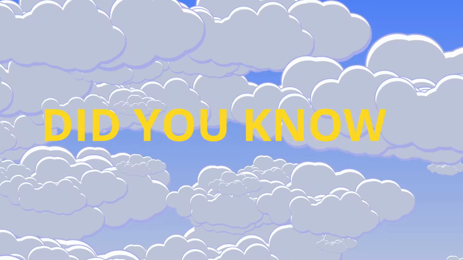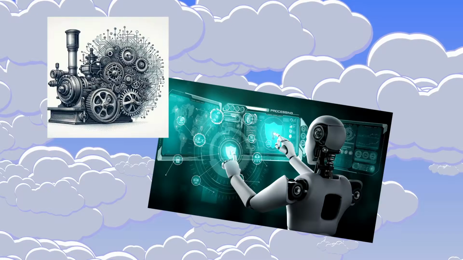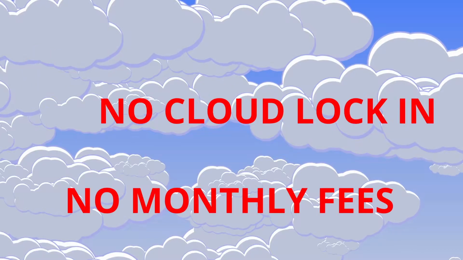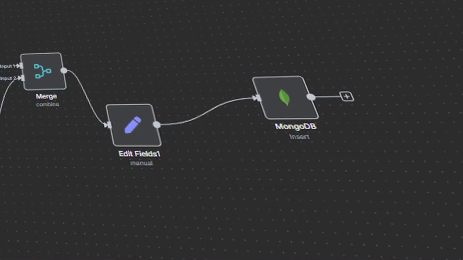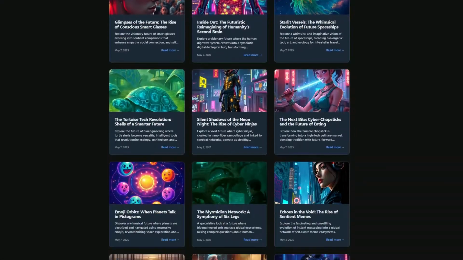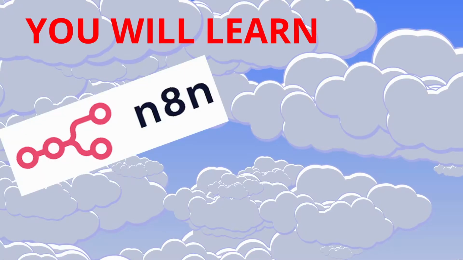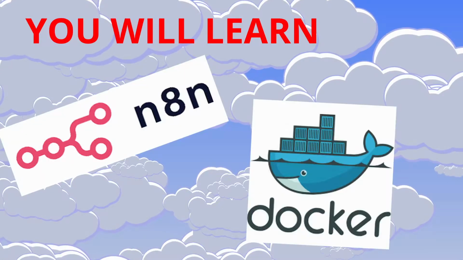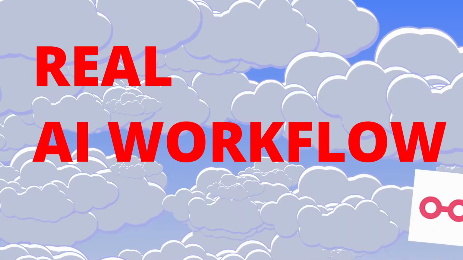Most people don't know you can self-host a full automation engine with AI support for free. No monthly fees, no cloud lock-in. I've got this running on my own machine and it builds entire blog posts with just a few inputs. In this video, I'll show you exactly how to set up n8n using Docker Desktop in under 5 minutes and walk you through a real AI workflow I use every day.